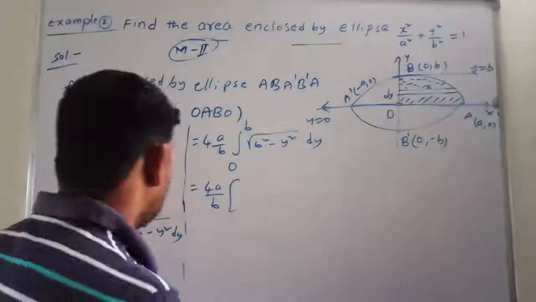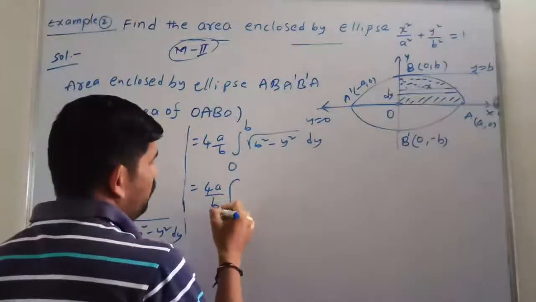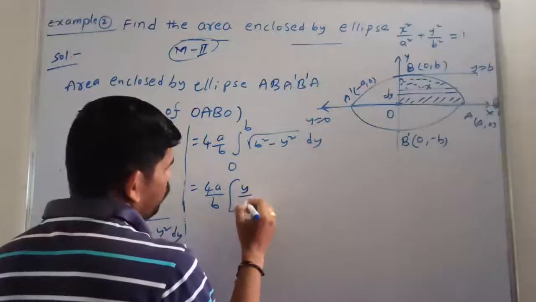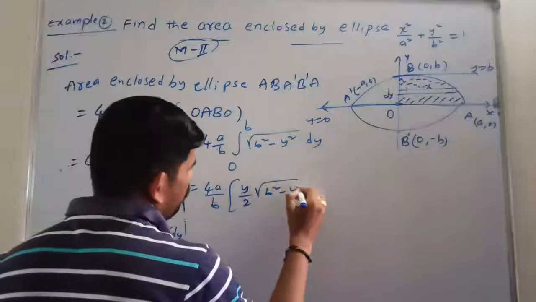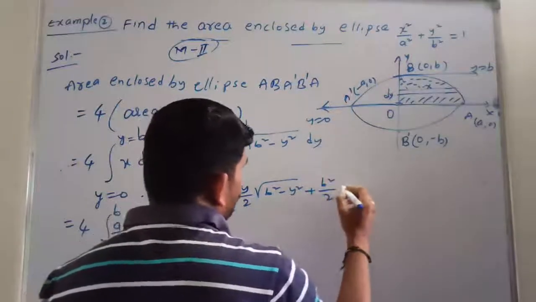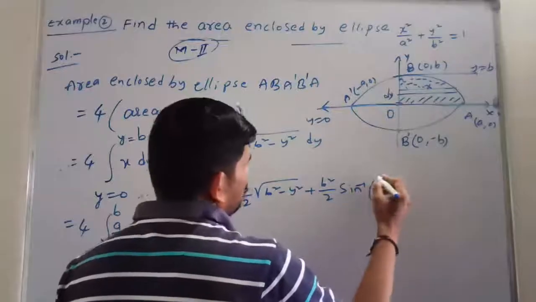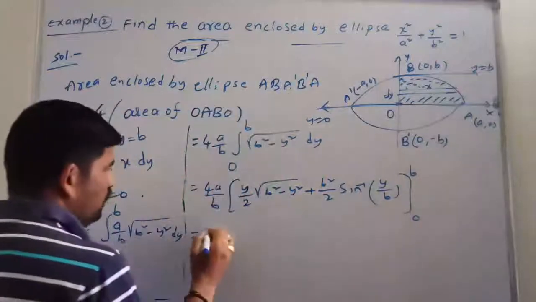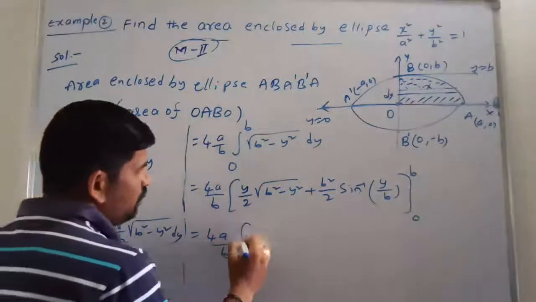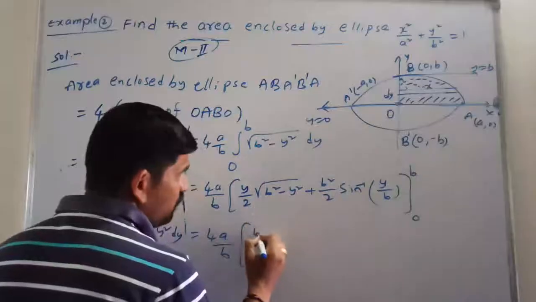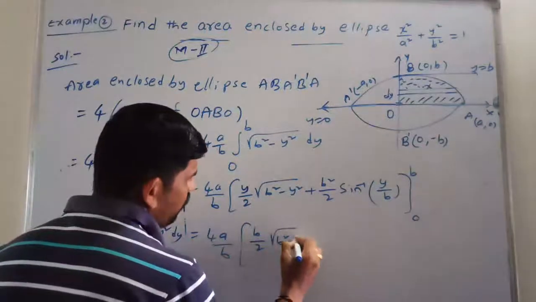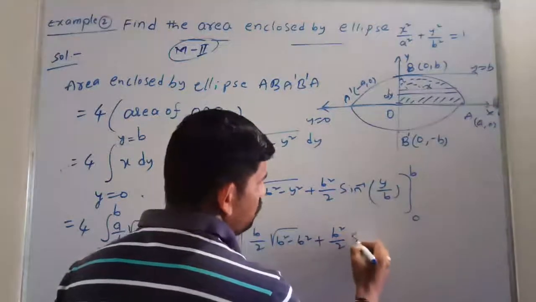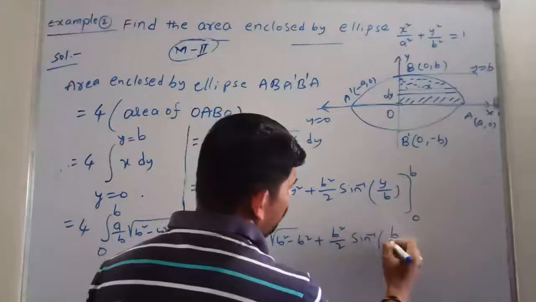Yes. Next, 4 into ab by a by b. Next formula is y by 2 under root of b square minus y square plus b square by 2 into sin inverse of y by b, lower limit is 0, upper limit is b. Next, 4 into a by b into, in place of y we are writing the b, that is b by 2 into root of b square minus b square again. Next, b square by 2 into sin inverse of b by b.